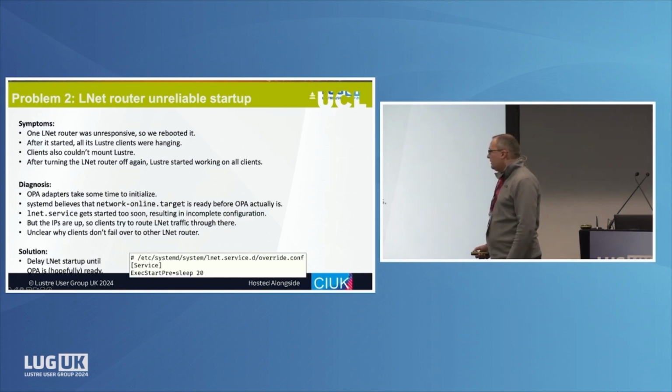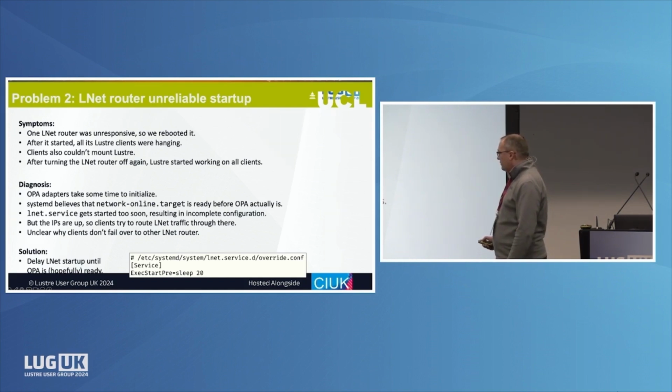Okay, what's really happening here is a problem that we've been seeing with Omnipath for quite a number of systems. Namely, the Omnipath adapters take a bit of time to initialize. However, systemd, in its infinite wisdom, believes that the network online target is ready once the network device is there, even if the network device is not really working and online. So Omnipath isn't really ready, but systemd thinks it is. And then it starts starting all the dependent services, like the LNet service unit.